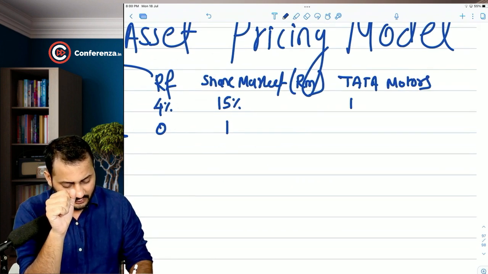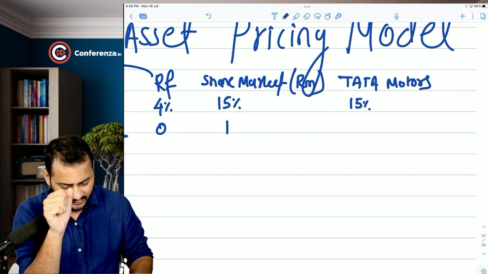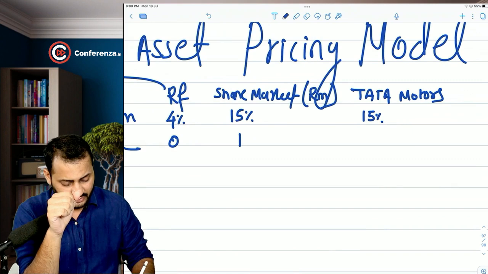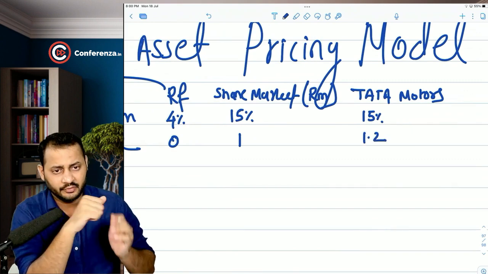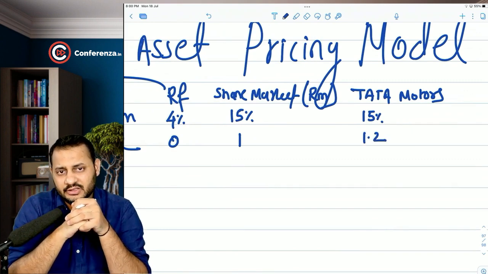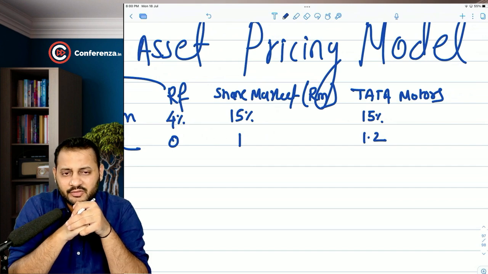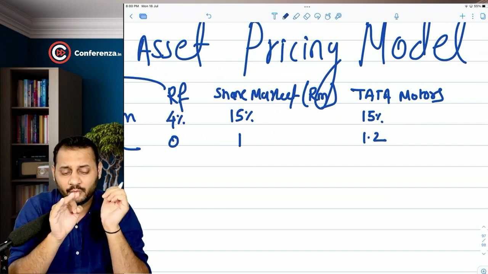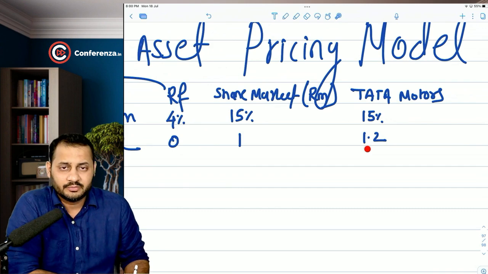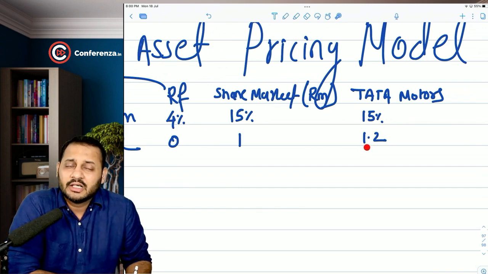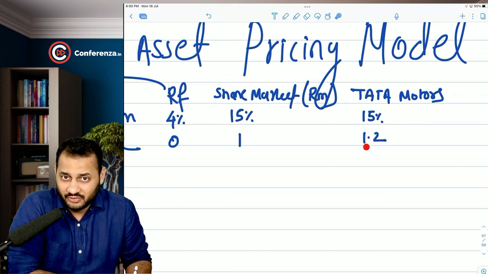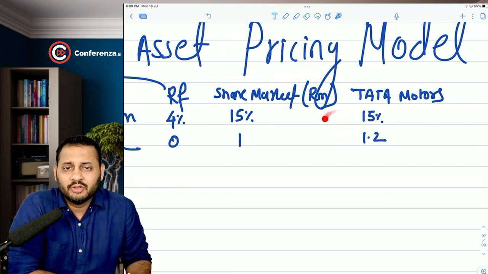And Tata Motors will also give you a 15% return. And the risk, when you calculated the beta of Tata Motors, came to 1.2. Now tell me, will you still prefer to invest in Tata Motors? The answer is no. No one will invest in Tata Motors, because of the concept that we learned in the previous question where we had to select only 3 securities. The same logic will apply here.